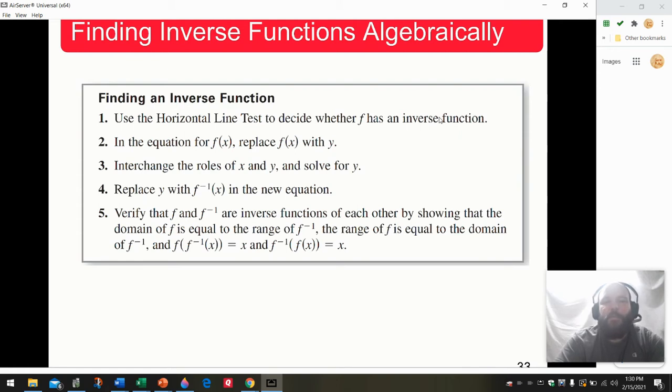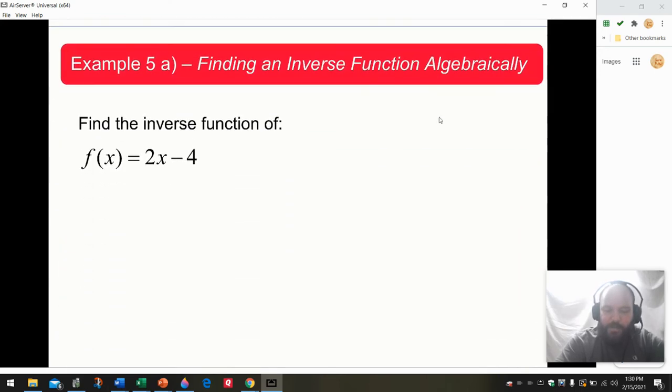Now, once you verify that it passes the horizontal line test, you want to go ahead and replace the f of x with a y. So you're going to take it out of function notation and just make it y equals. And then you're going to interchange the x and the y variables. So where there's a y, you're going to write an x, and where there's an x, you're going to write a y. Once you do that, you are going to then resolve for y, and the new function that you get will be the inverse. So let me show you how this works.